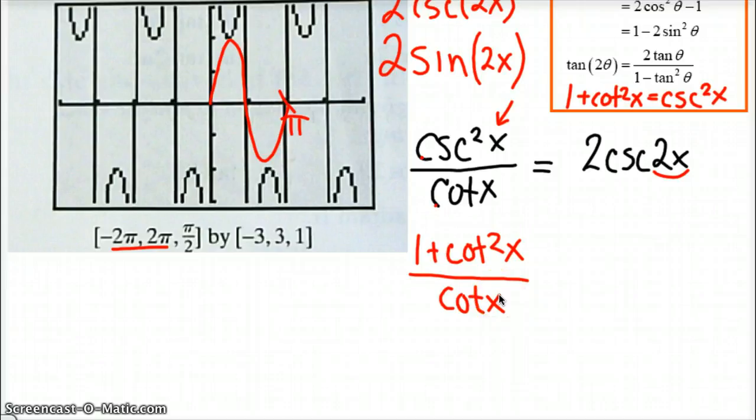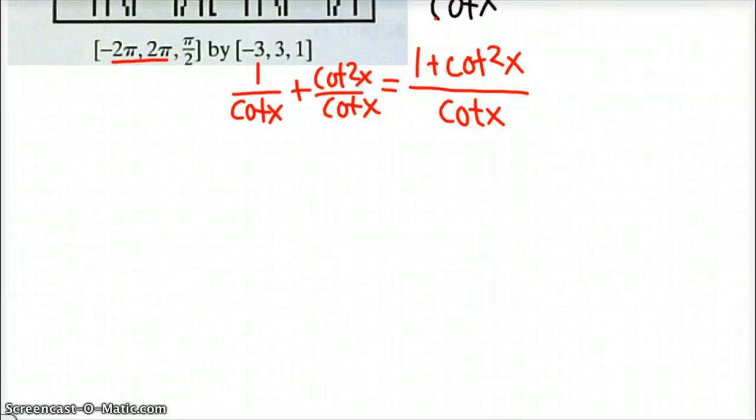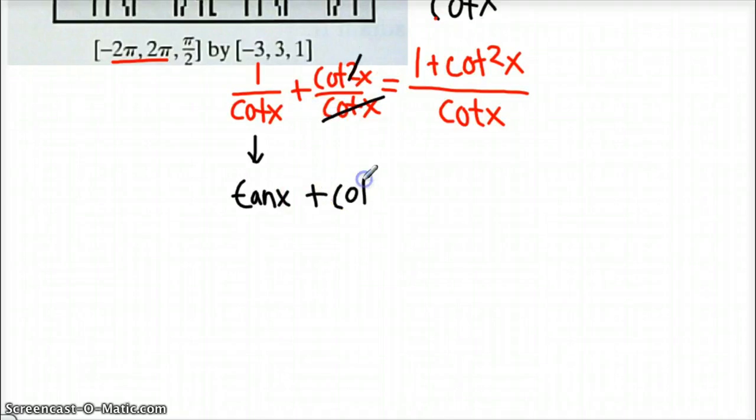I can simplify this left side further as 1 over cotangent of x plus cotangent squared of x over cotangent of x. I simply separated the numerator, with the denominator being the same on left and right. Now I see that 1 over cotangent equals tangent of x. And when I simplify this, I can cancel a cotangent from top and bottom. I get cotangent of x, which is just tangent of x plus 1 over tangent of x.